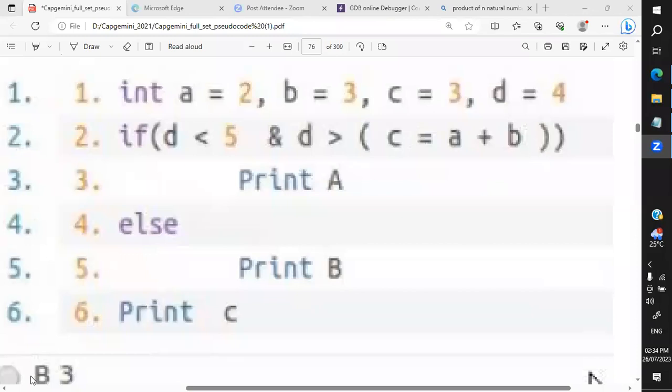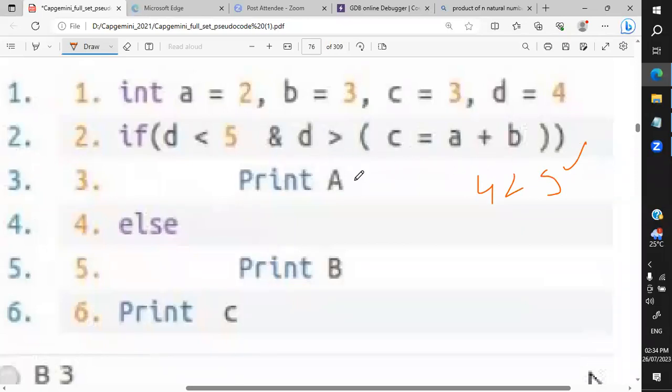Okay, looks like everyone got B3 as the answer. Let's see that. What is it? It's a very simple thing only, I guess. A is equal to 2, B equal to 3, C equal to 3, D equal to 4. D less than 5. What is D? 4. 4 less than 5. Is it true? Yes. As it is true, we have to check the second one.